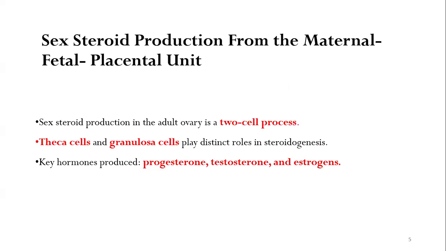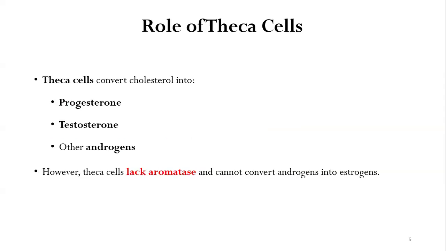Now, let us discuss the sex steroid production from the maternal, fetal, and placental unit. As we know, sex steroid production in the adult ovary is a two-cell process that you already know. Now, what is this two-cell concept? It comprises two cells, the theca cells and the granulosa cells, and both have distinct roles in steroidogenesis. The steroid hormones produced by the adult ovary are progesterone, testosterone, and estrogens.